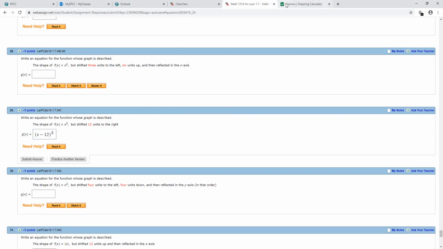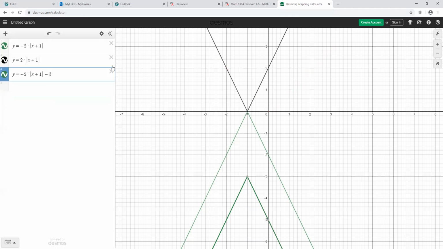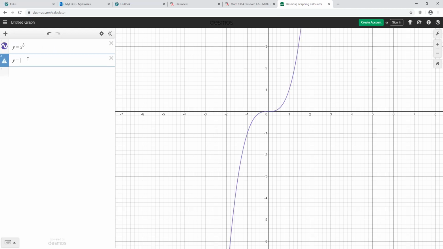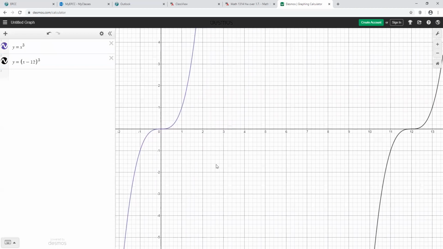If we went to Desmos and checked, there's the parent function. And now we don't see anything, not because it's wrong, but because we have to move over 12. That's a long way over there. But the shape did not change. The rigidity, fancy word, did not change.